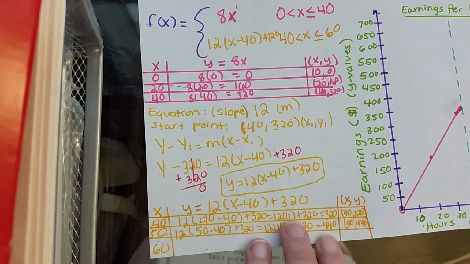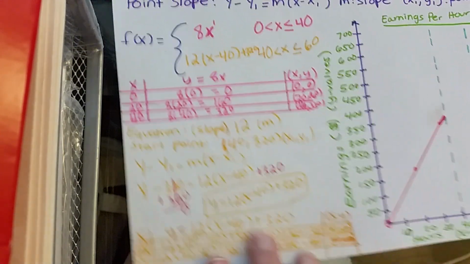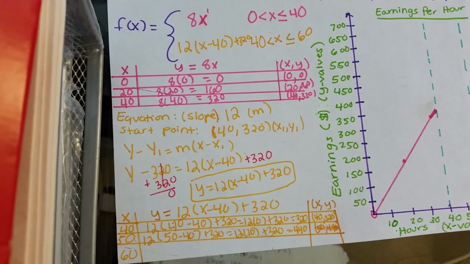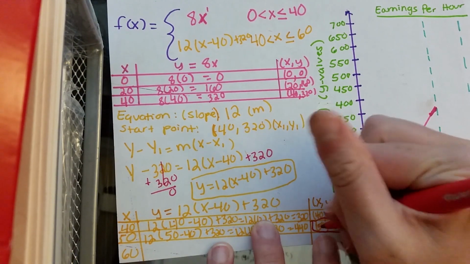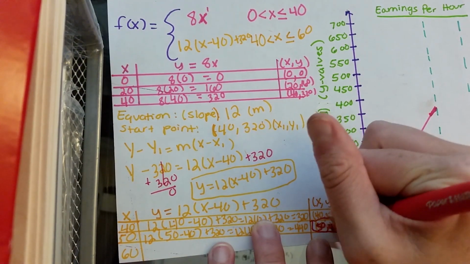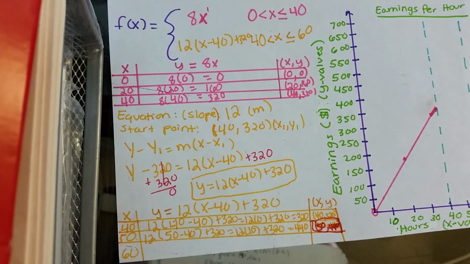So technically, we already found the answer. It's right here in this point. Okay, after 50 hours, she makes $440. So if you want to box that, so we keep that in mind. So after 50 hours, she makes 440. That's technically the answer to our problem.